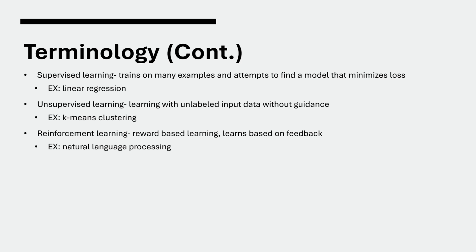Reinforcement learning is reward-based; it learns based on feedback and adjusts based on that feedback. Its ultimate goal is to maximize rewards or positive feedback. An example of this is natural language processing, where we teach an agent how to generate or classify text by labeling and giving feedback on accuracy.